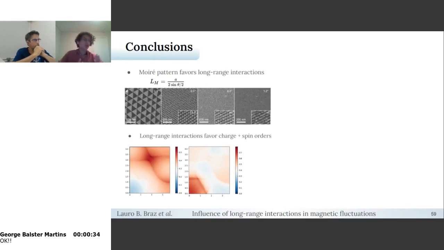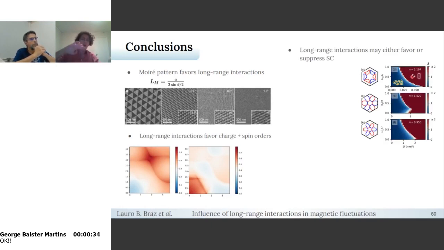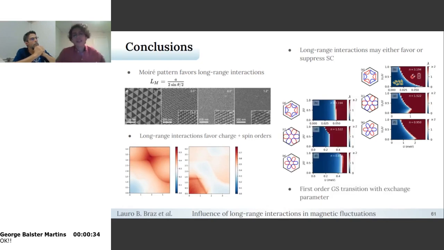And this observation of charge order is consistent qualitatively with what's observed in experiment. Also, I've shown to you that these long-range interactions can either favor superconductivity or suppress it, which is a very curious result. And as I explained, it can be understood under some diagrammatic analysis. And finally, that there is a first order ground state transition when we change the exchange parameter in the system, meaning that it is not that important a parameter if it is not great enough for superconductivity.